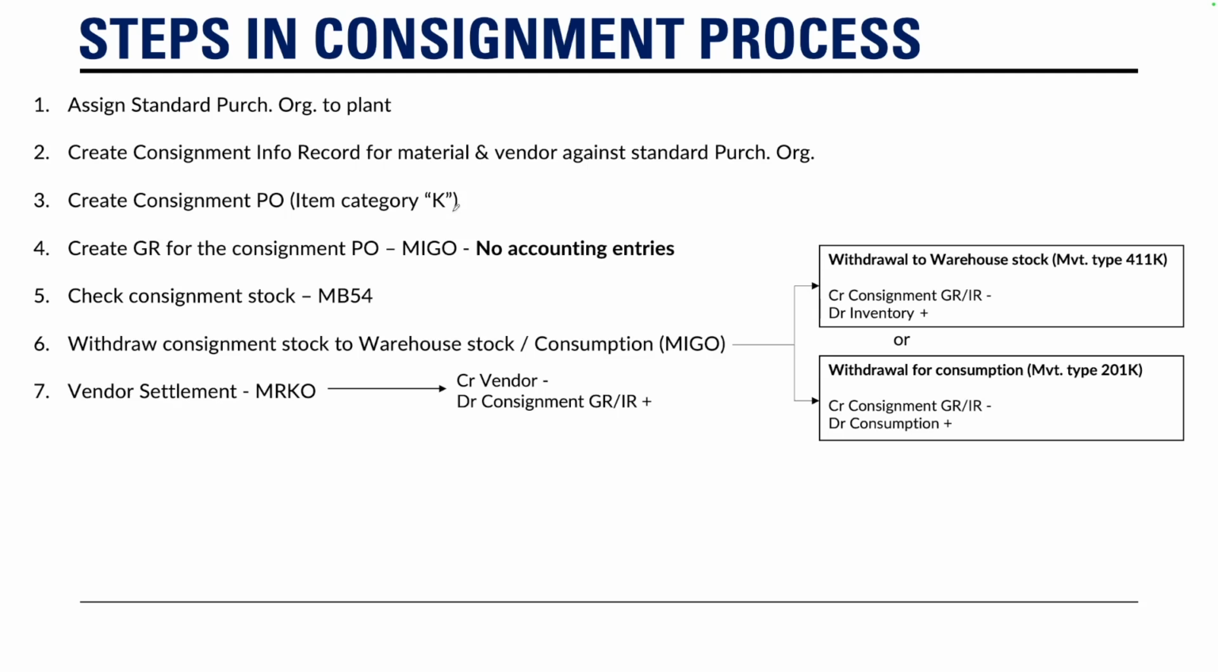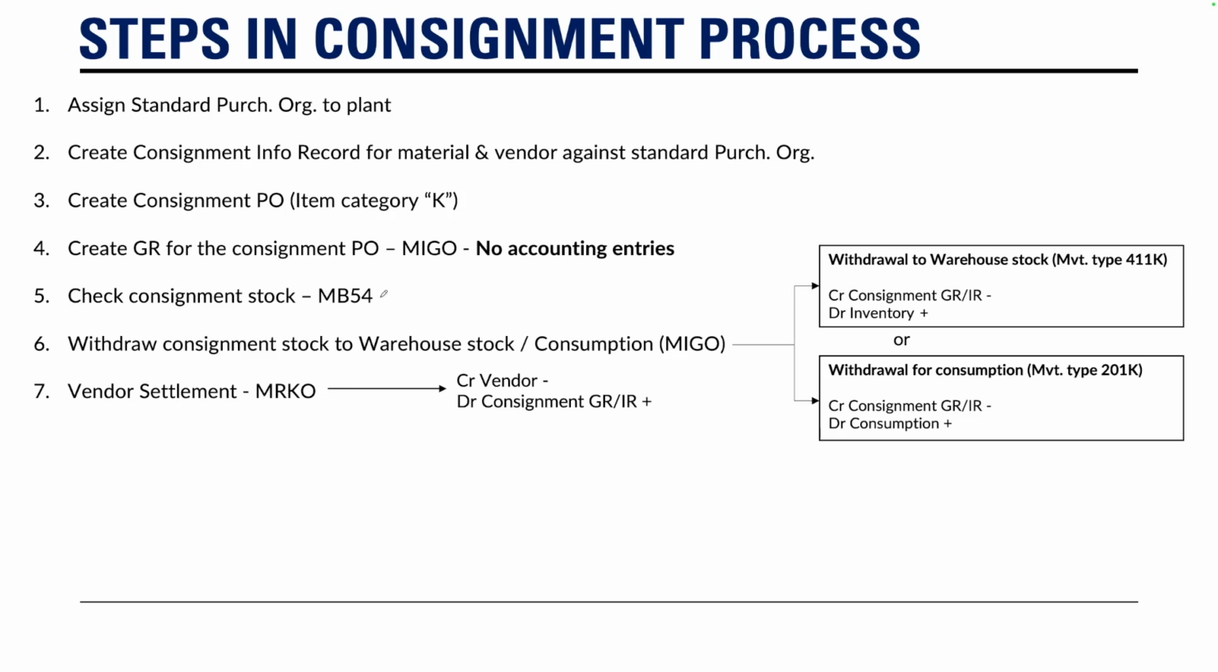Okay. Then once the vendor supplies you the material in your consignment warehouse, you will be doing the GR for that particular consignment through T-code MIGO. As I have told you, this particular GR will not lead to any payment to the vendor, because this material you will be receiving in your consignment warehouse, and that is why this GR will not lead to any accounting entries.